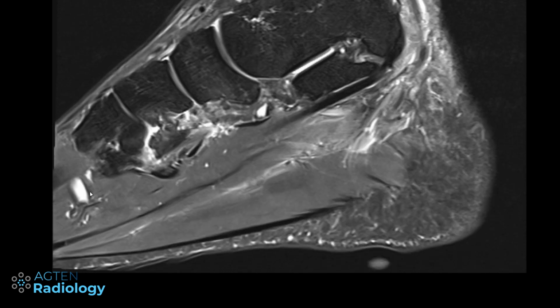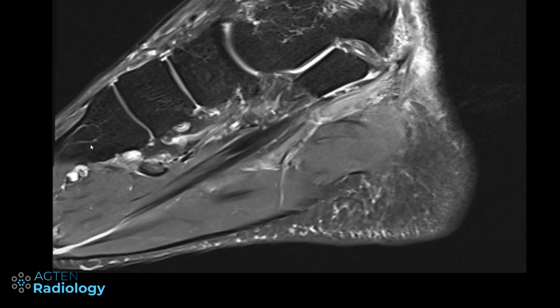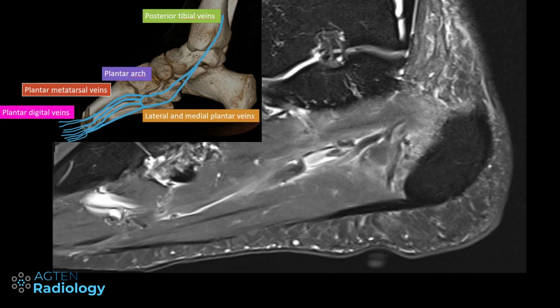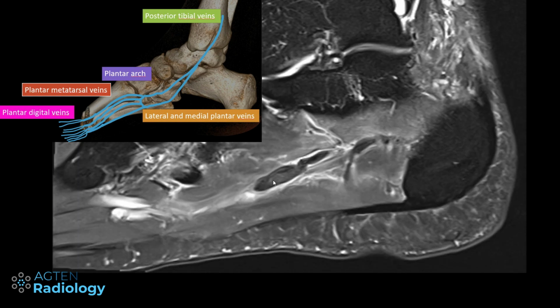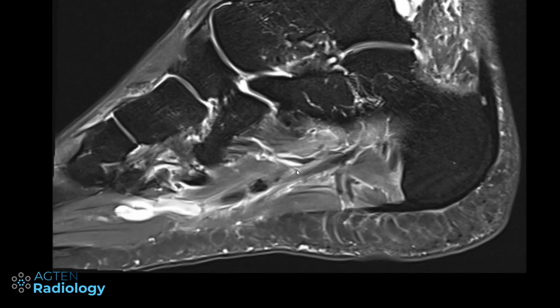So when we go back here, we can see this is the plantar arch, shortly after, or distal to, the Lisfranc joint. This is the plantar arch. So this is the posterior tibial vein. So we know we are on the level of the lateral or medial plantar veins. Now we just need to find out what to call it and which name to give.